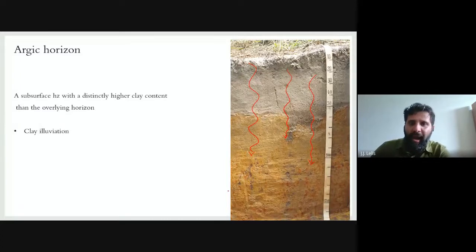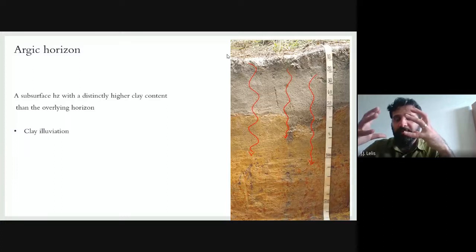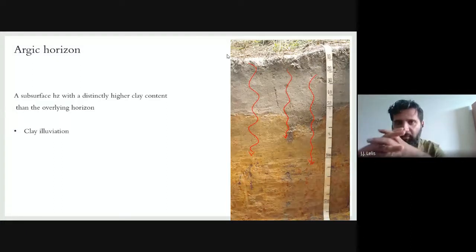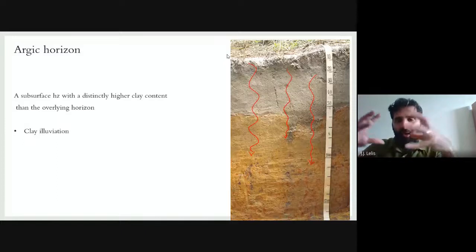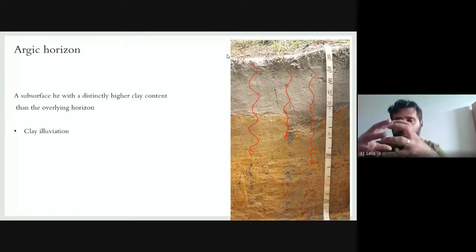Okay, how could the water do this? When we have in the surface horizon peds or aggregates that could shrink and swell daily, if they usually present a high content of expansive minerals, they could shrink and swell, shrink and swell. And this shrinking and swelling process, this changing of the size of the peds, starts to break the peds, break the aggregates, and release clay.